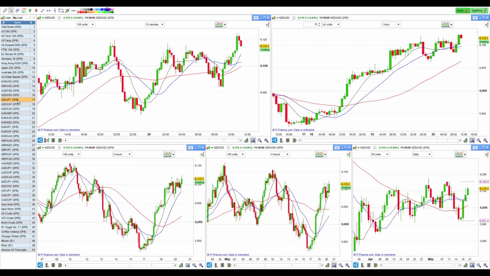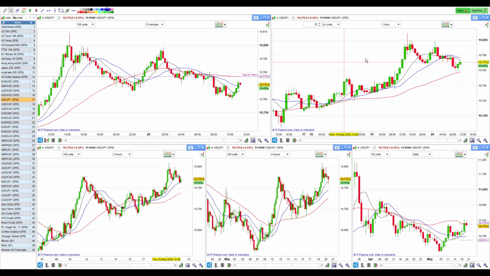Dollar yen. Dollar yen is drifting in a very kind of sluggish fashion to the downside, and actually as soon as you go to the slightly higher time frames, it's trending upwards. So that is not that great either.